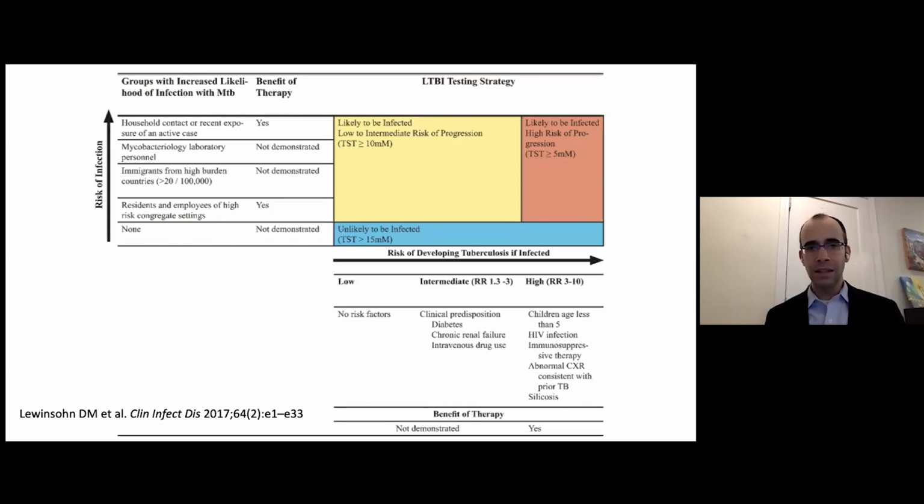On the x-axis is increasing risk of developing tuberculosis if infected. And I'll just highlight what I mentioned earlier, that immigrants from high burden countries, from countries with a greater than 20 per 100,000 incidence, would be considered to be at high risk of having infection with TB. What the chart shows in the yellow, red, and blue areas is the cutoffs that we already discussed. Basically, depending on your risk of infection and developing tuberculosis, what your risk would be for being classified as positive and therefore needing to be treated.